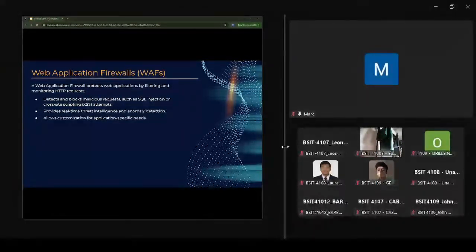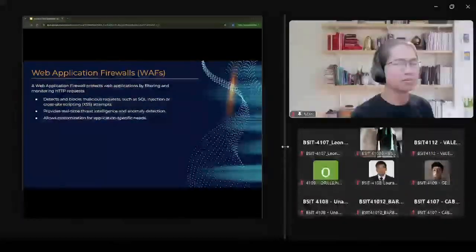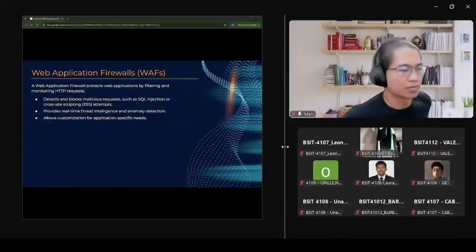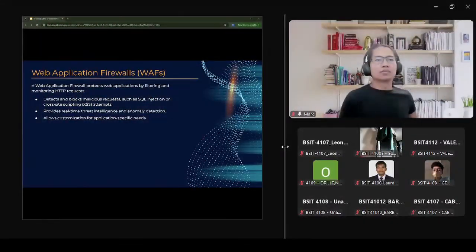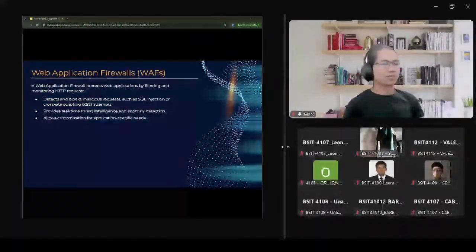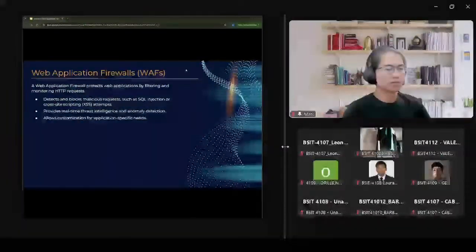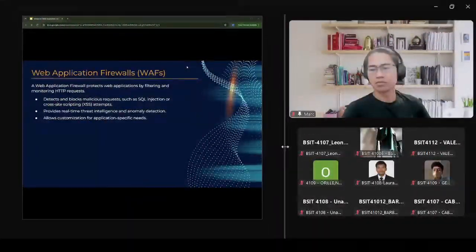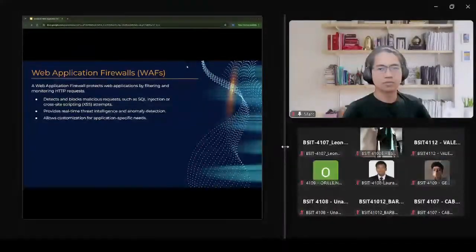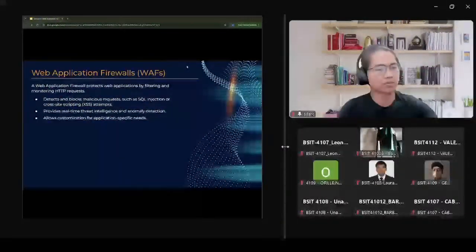Some common scenarios where WAFs are invaluable include, one, preventing SQL injection attempts where an attacker tries to manipulate a database through malicious queries. Or blocking cross-site scripting attempts which inject malicious scripts into web pages. And another is detecting and mitigating distributed denial of service, or DDoS, attacks that attempt to overwhelm your application.